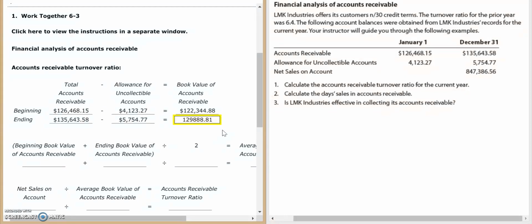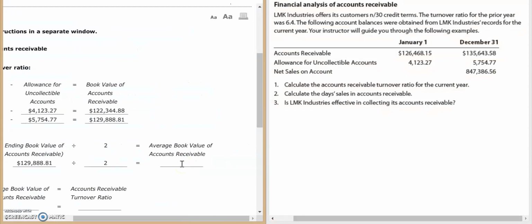So now that we have our book value of accounts receivable, what we can do is figure out our average. So we take our beginning book value, which is the 122,344.88, and we add that to our ending, which was 129,888.81. And then we divide it by 2. So you just need to get your handy dandy calculators out, add your two book values of accounts receivable, and divide that number by 2, and we end up with an average book value of accounts receivable of $126,116.85.